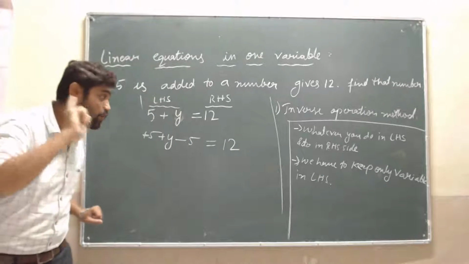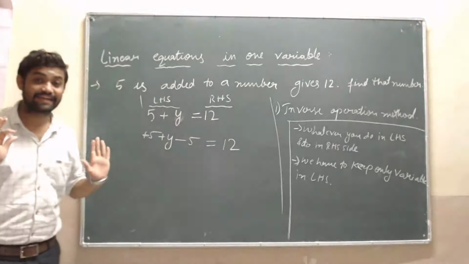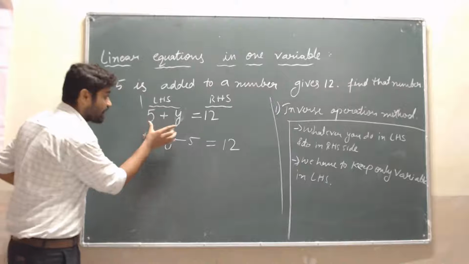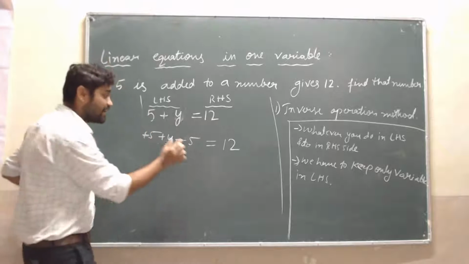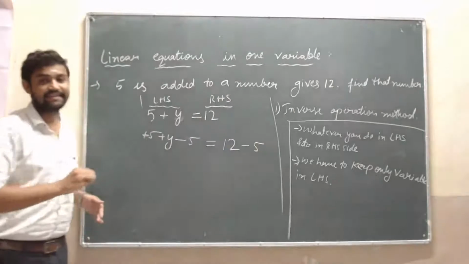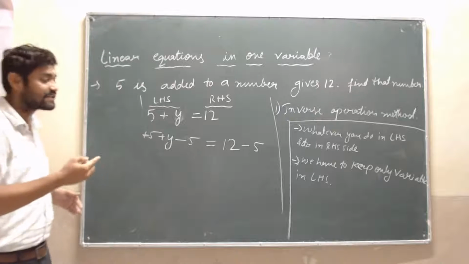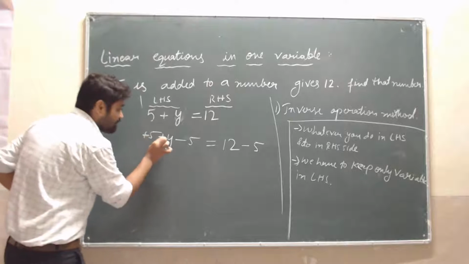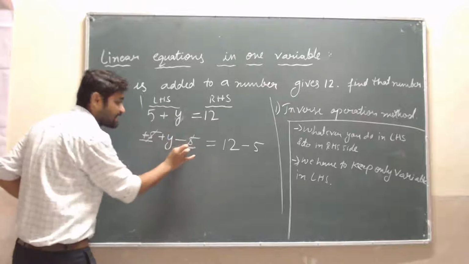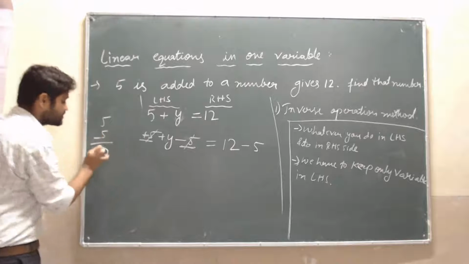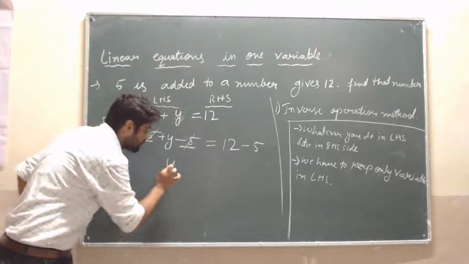One more thing to concentrate on: whatever you do on the LHS side, do it on the RHS side. What did you do on the LHS side? 5 plus y is there, and you subtract 5. Then you have to subtract 5 on the RHS side also. Okay, is it clear? Doing one more problem will make it easy. See here, 5 plus y minus 5. Plus 5 and minus 5 get cancelled. 5 minus 5 becomes 0, and y plus 0 is exactly y.